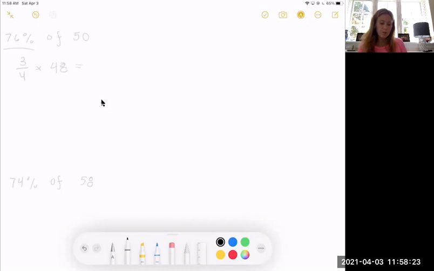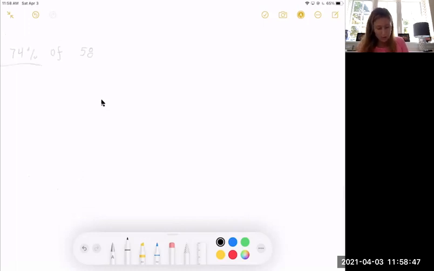So we know that if we divide by 4, that's going to give us a 1 in the denominator, divide by 4 here, that's going to give us 12. So we get 3 times 12, 36. Not too bad. Could do that in my head. So hopefully you're starting to get the hang of this. And then we'll do one last example.